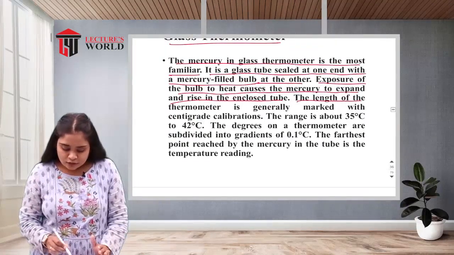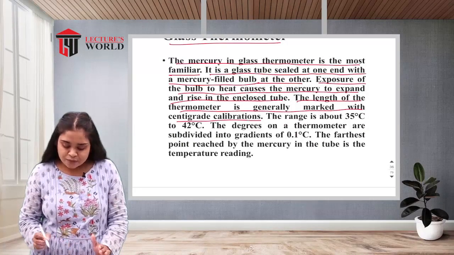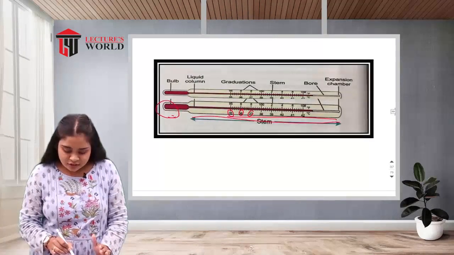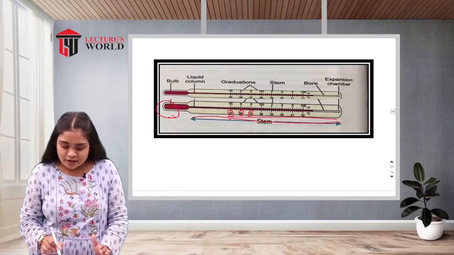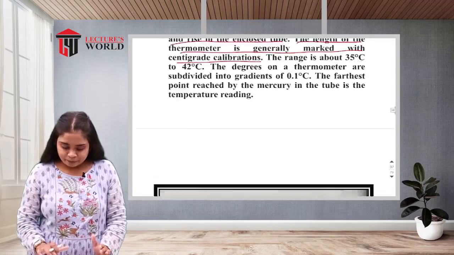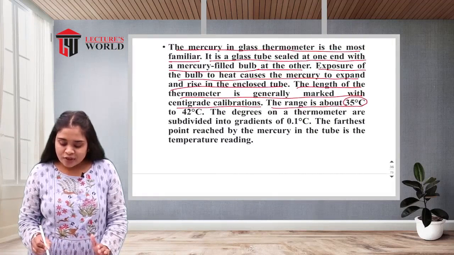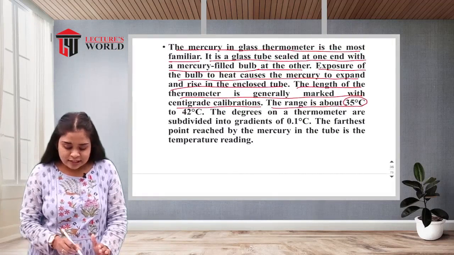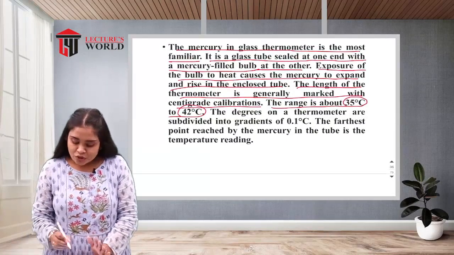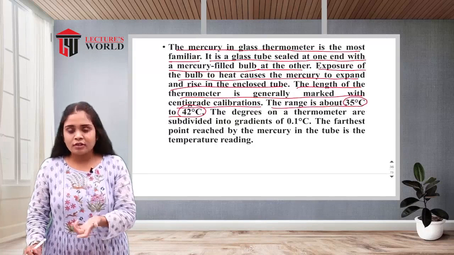The length of the thermometer is generally marked with the centigrade calibration. Here the centigrade is also there, and they have written that these are the Celsius and this is the Fahrenheit. The range is about 35 degrees Celsius to 42 degrees Celsius. This is the normal range we can find on the thermometer.